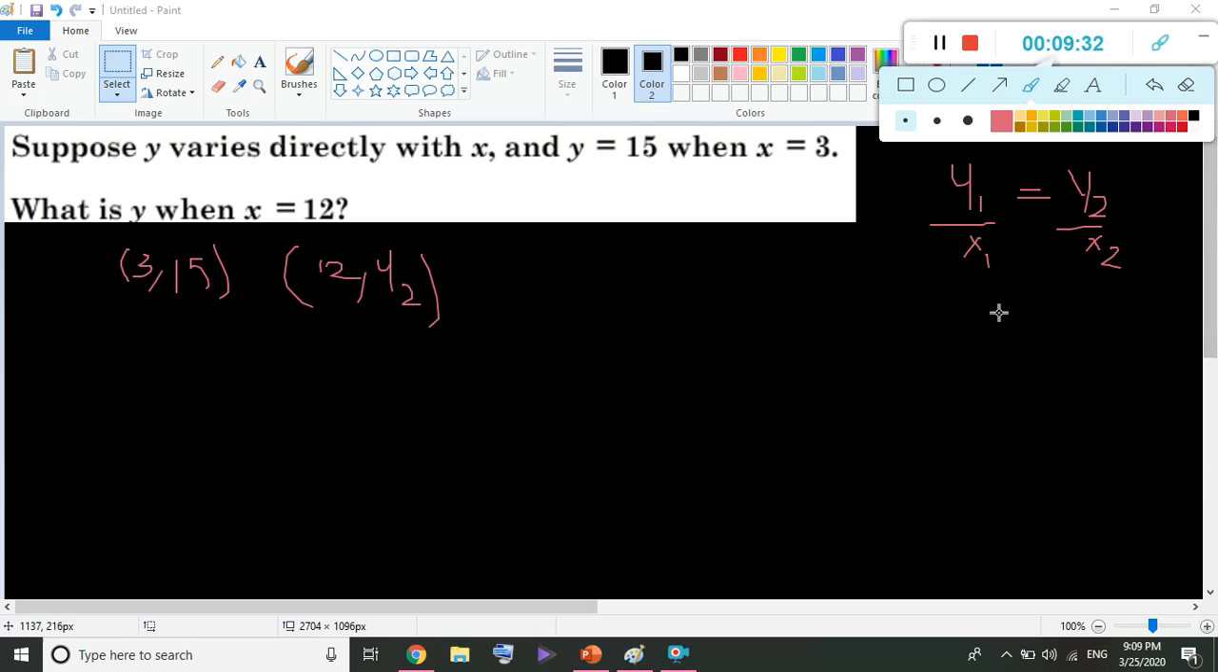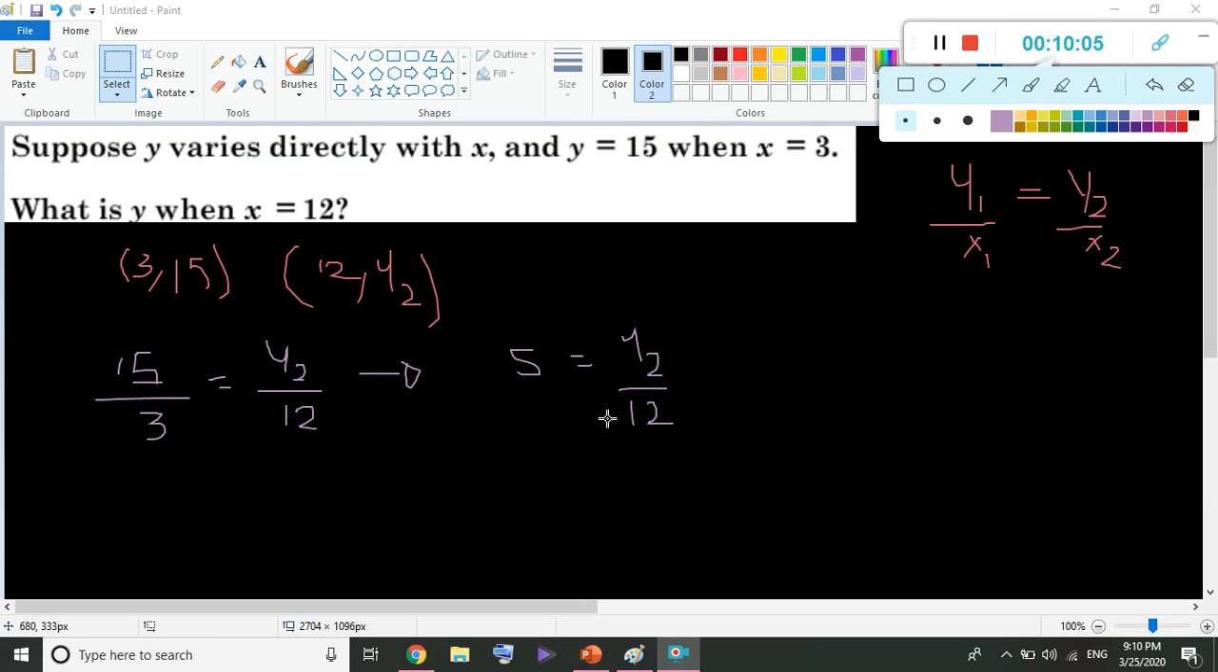So now we're going to use this way to find the answers. We're going to write y1, which is 15, over 3 equals y2 over 12. Now, like before, cross multiplying: 15 over 3 equals 5, so let's solve it this way. It's going to be 5 equals y2 over 12.